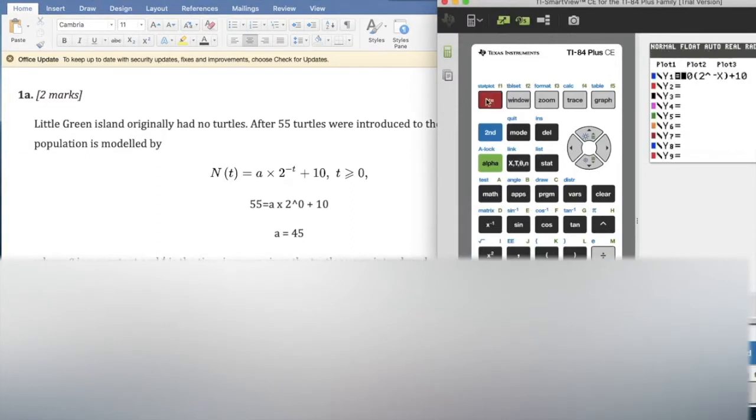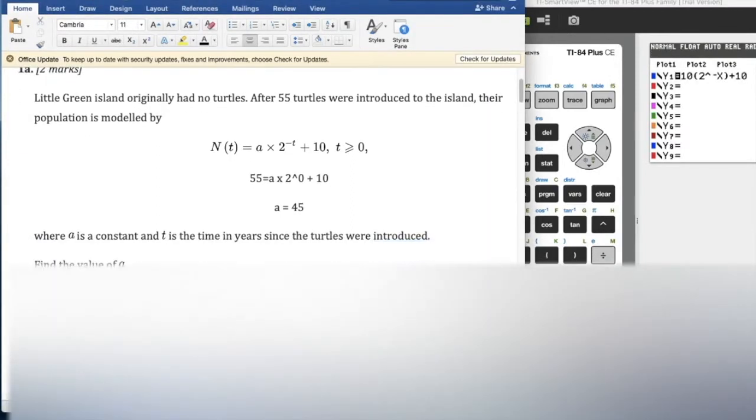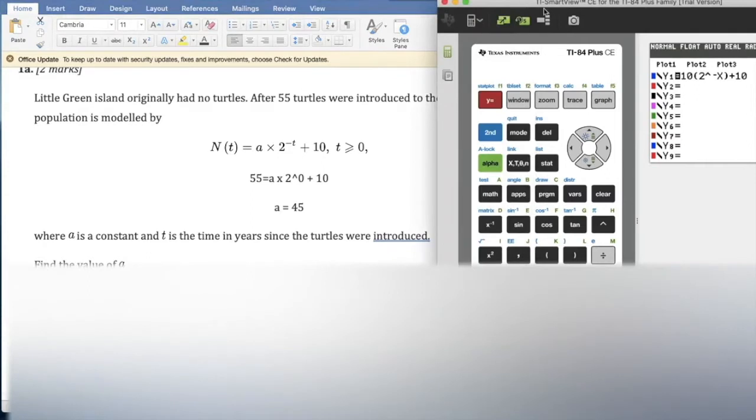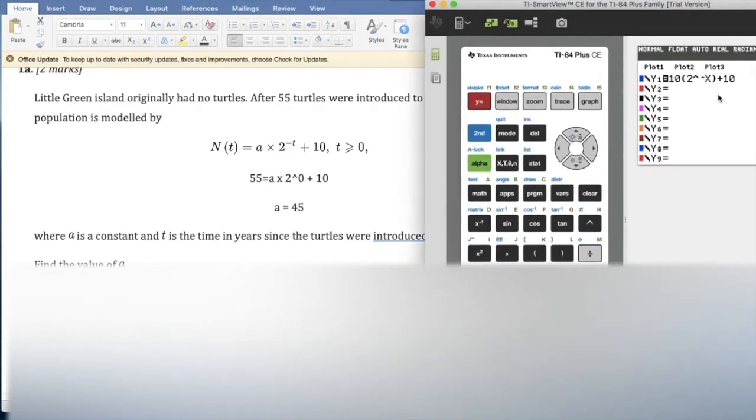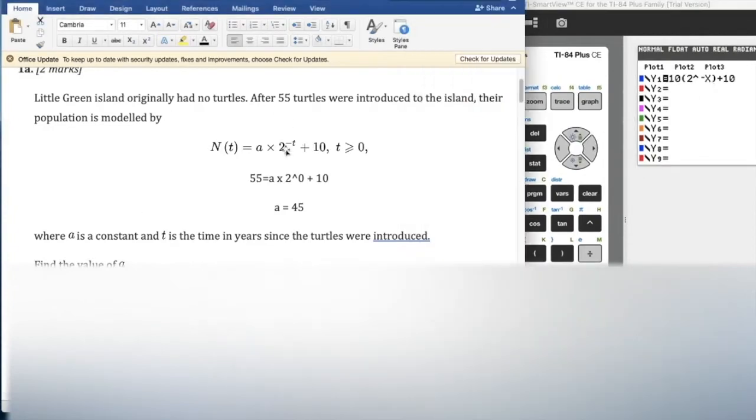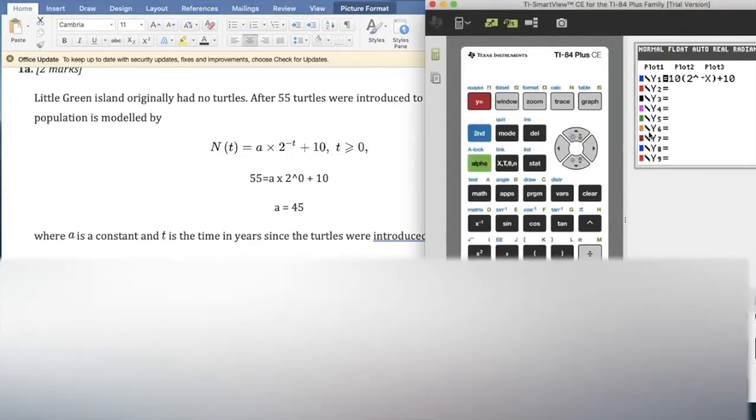We're then going to go to the calculator. For question B, it says find the time in years for the population to decrease to 20 turtles. Initially we typed it in the calculator like this, but this is the incorrect way of typing it in. This is because we want the power, which is going to be minus t, or using the calculator minus x, to be in brackets. So let's clear this and type it in.